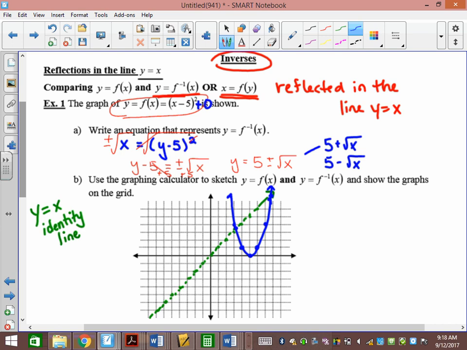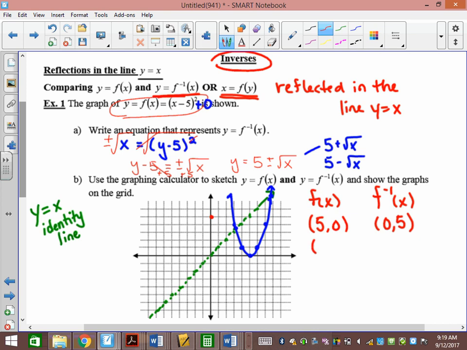So if I draw my inverse graph, I can just take these points and I can sketch them flipped, right? I don't need my calculator. I don't even need that equation. So this one's at 5 and 0. So the inverse point is going to be at, so if f of x is at 5, 0, f negative 1 of x is going to be at 0, 5. Do you see how those points are completely reflected across this line?